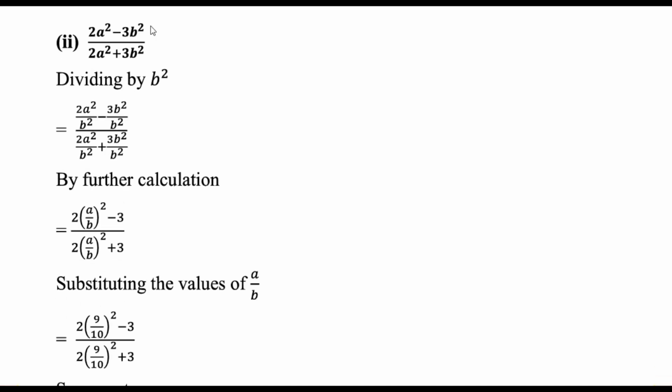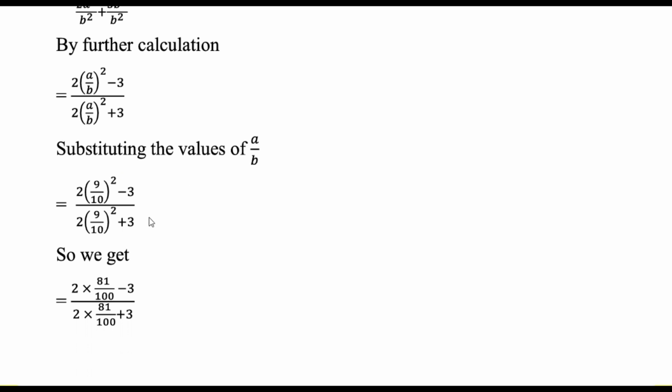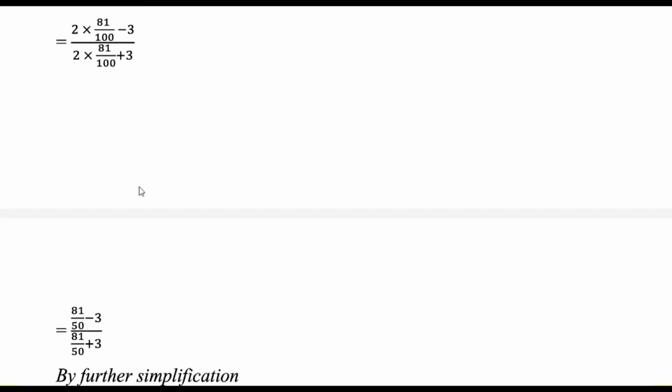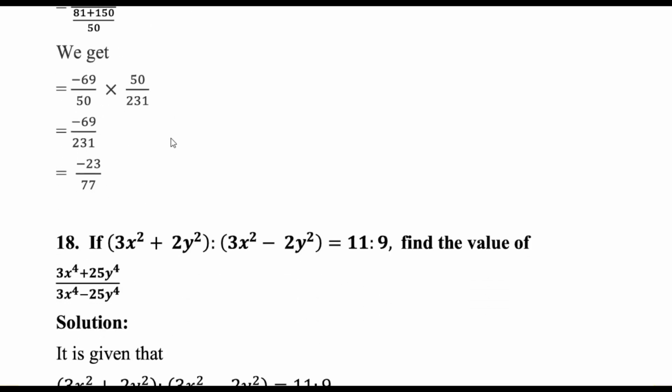Now come to the second part. 2a square minus 3b square divided by 2a square plus 3b square, dividing by b square. Okay. After that, for further calculation, put the value of a by b, that is 9 by 10, squared. A little bit of calculation and simplification, you will get the value minus 23 by 77.